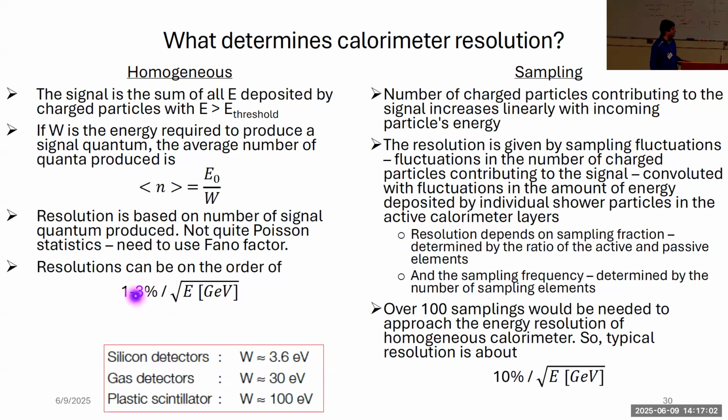So I write it as 1 to 3% divided by the energy in GeV. So at 1 GeV, you have basically 1 to 3% energy resolution.